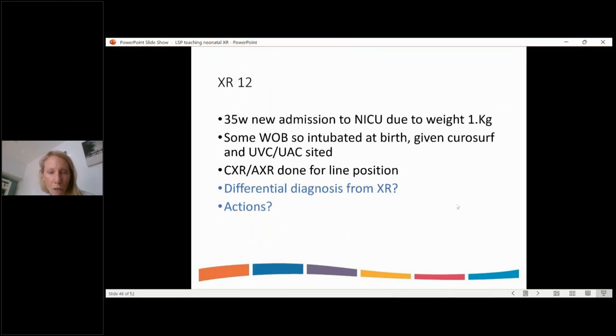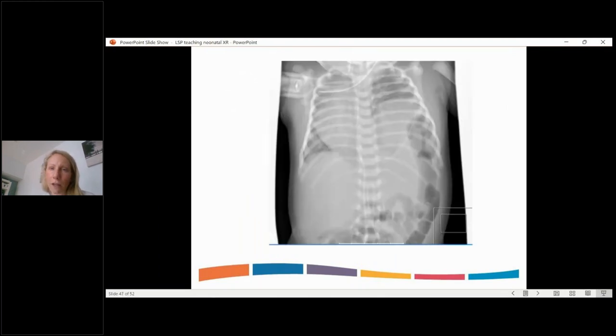This one, so we're on the last couple now. This is a 35-weeker, new admission to NICU due to their weight. Sorry, I missed that off. It was 1.6 kilos. There was some work of breathing, so it was intubated at birth, given Curosurf, and a UAC and UVC were sited. As is common, we do these x-rays just to look for line positions. What do we think about this one?